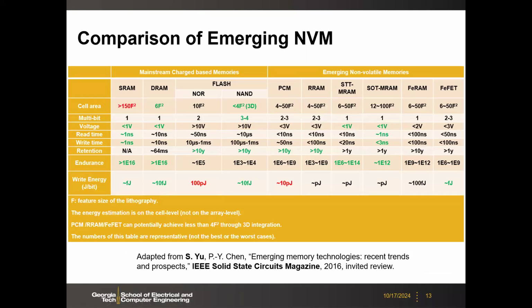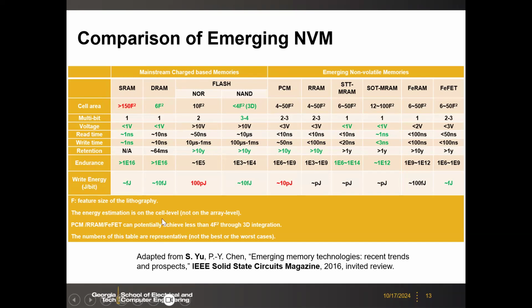Okay, so then here, if you look at the key metrics of those memories, this is a summary that I did. And you can compare the emerging memories versus the mainstream charge-based memory in terms of cell area, multi-bit capability, and voltage, read time, write time, retention, endurance, write energy per bit.